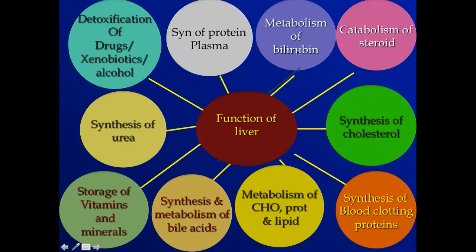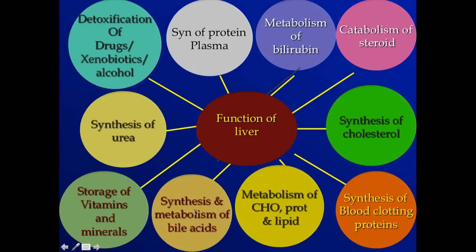Okay, what do you mean by metabolism of bilirubin? Steroids, okay, the steroid hormones found in your body, they are being catabolized by your liver. How is cholesterol synthesized? By your liver. The synthesis of blood clotting factors, as I've mentioned just now. The metabolism of most of your macromolecules, carbohydrate, protein, lipid, occurs in the liver.